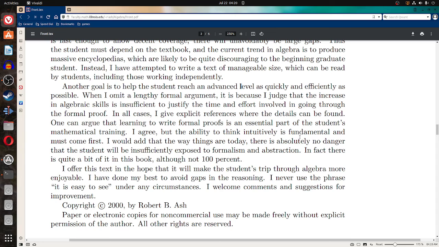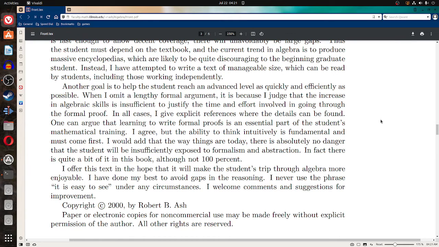Another goal is to help the student reach an advanced level as quickly and efficiently as possible. When I omit a lengthy formal argument, it is because I judge that the increase in algebraic skills is insufficient to justify the time and effort involved in going through the formal proof. In all cases, I give explicit references where the details can be found. One can argue that learning to write formal proofs is an essential part of the student's mathematical training. I agree, but the ability to think intuitively is fundamental and must come first.